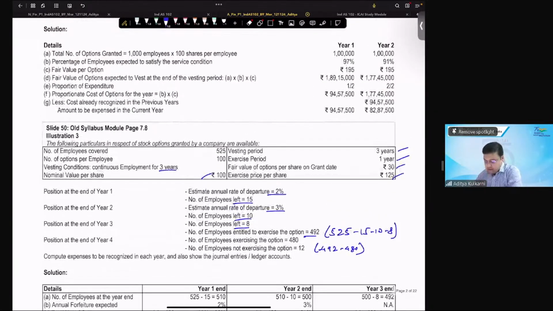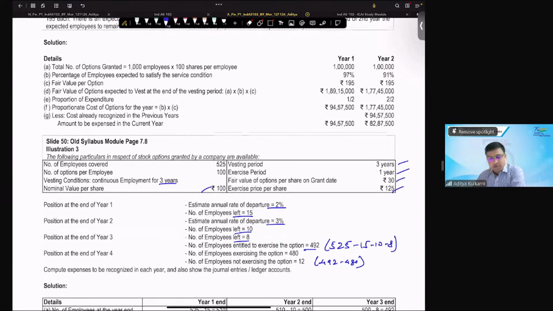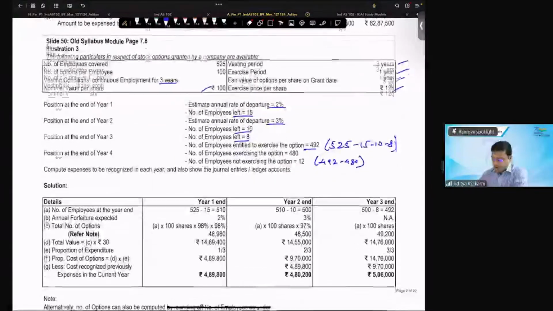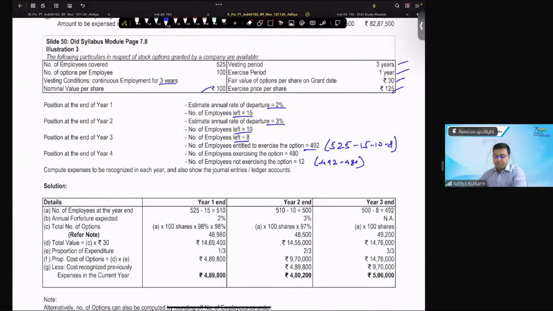Compute the expenses to be recognized in each year. Also show the journal entries and ledger accounts. Are we okay with the question? Have you understood the question? Yes, sir. Okay, so let us proceed to do this. Probably you would have done this.